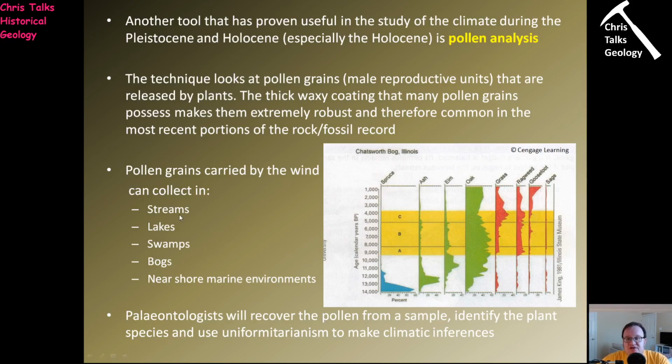So this is information from the Chatsworth Bog in Illinois. So here's an age range, so 14,000 years ago to 1,000 years ago. So what we're going to see is changes in the plant life depending on the conditions. So around 14,000 years ago, you can see we have quite a large amount of spruce pollen. Now spruce is a coniferous tree. It's the kind of tree that makes up a large part of the boreal forest. Now this is the kind of forest that you get in northern Canada, northern Europe, northern Asia.